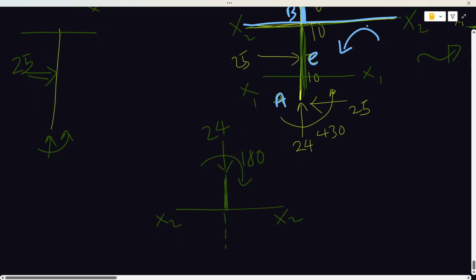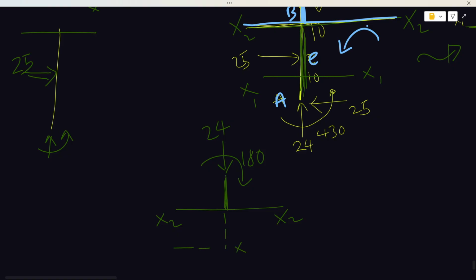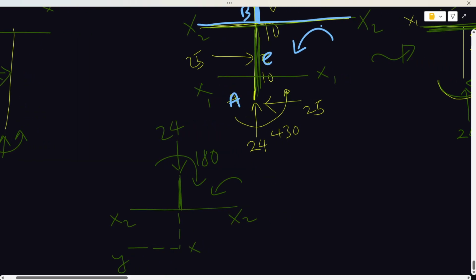Once again, this is the X direction and this is the Y direction, and once again, tilt your neck in this manner so that you see it in a horizontal manner like this.